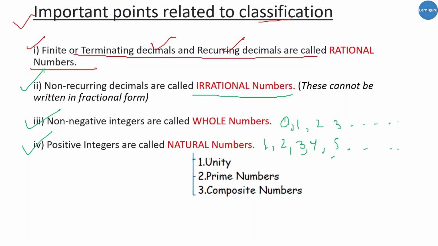And these are further divided into three types. Unity, that is your 1. 1 is neither prime nor composite, just as 0 is neither positive nor negative. Prime numbers are numbers 2, 3, 5, 7. We'll see the definition of prime numbers and also how to find whether a number is prime or not in upcoming slides. Composite numbers are numbers like 6, 4, 8; these are all composite numbers.